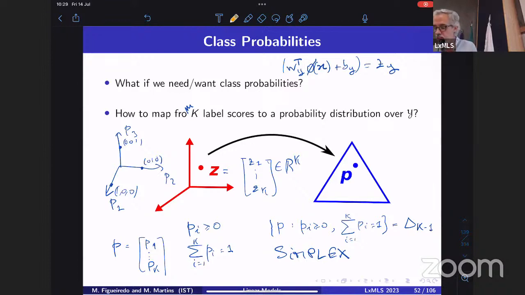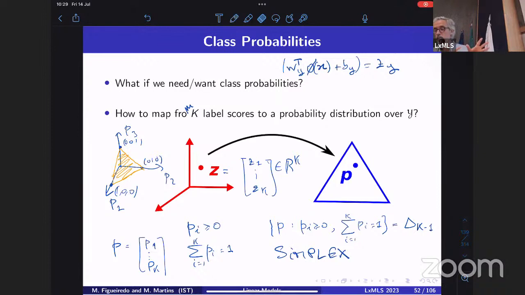Now, if you think a bit, they fall on this, there's a plane here, they're in this surface there. Can you see it? Yeah. Which is this little triangle that contains all the points such that the three coordinates sum to one. And they all need to be in the first quadrant.